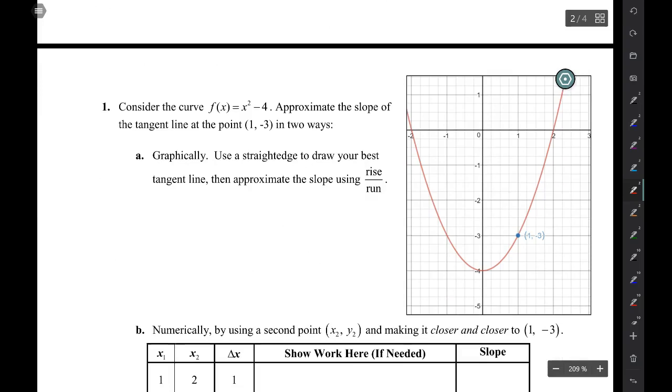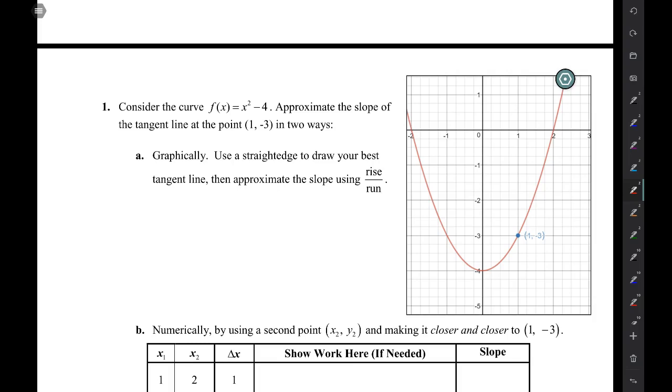So let's consider the function x squared minus 4, and we're going to try to approximate the slope of the tangent line at the point (1, -3). And we're going to do this in two different ways. We're going to do it graphically, and we're going to do it numerically. So graphically, we're just going to try to draw our best tangent line at that point, and then try to approximate the slope.